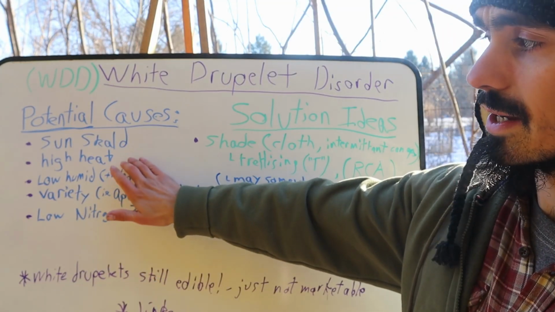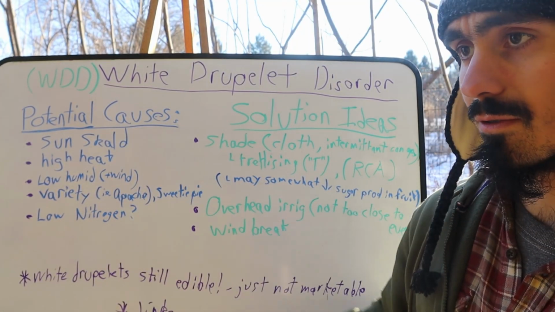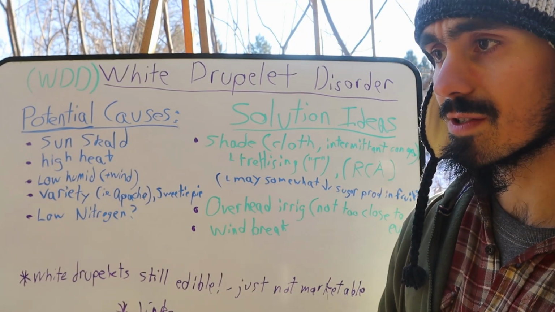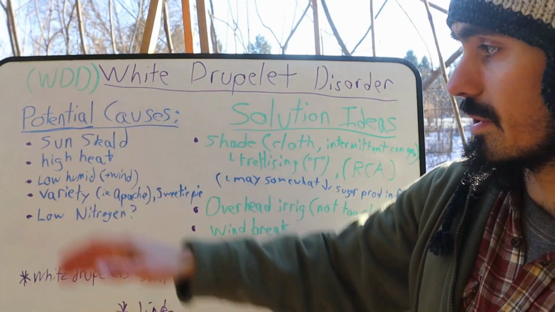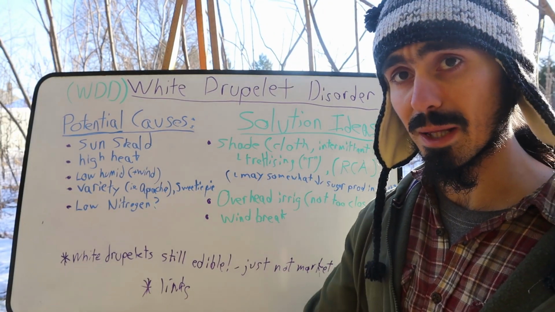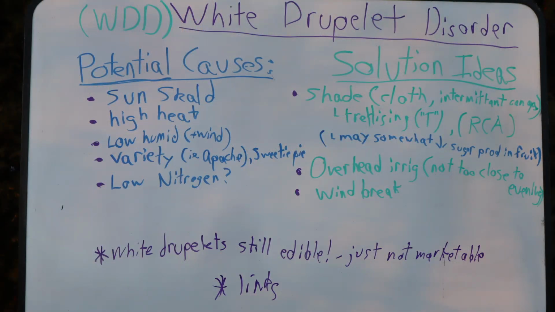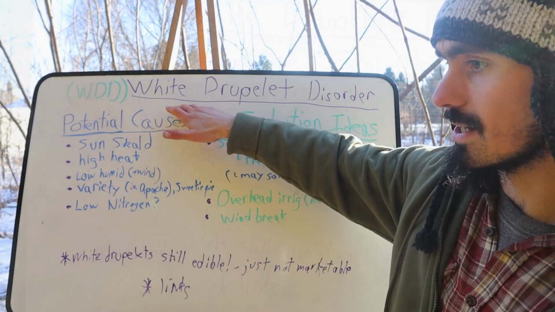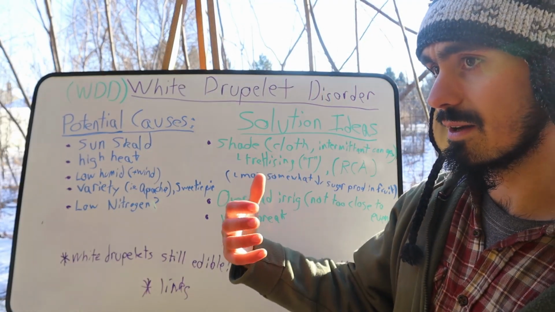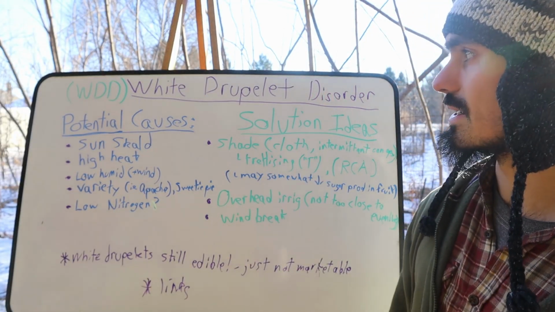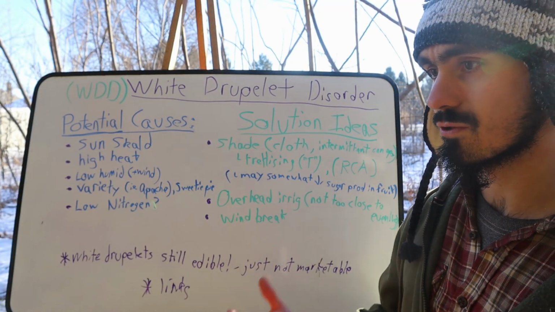Additionally, we can also see that high heat, low humidity, and a lot of wind can create conditions that are more conducive to developing WDD. Also, different varieties of blackberries can be more susceptible than others. We have the Apache and the Sweetie Pie, which can be particularly susceptible, especially in certain conditions, to getting the WDD, right? Because all of these are basically stresses, right? So WDD is not a disease, it's not a pathogen or anything like that. It's just a form of stress on the plant.